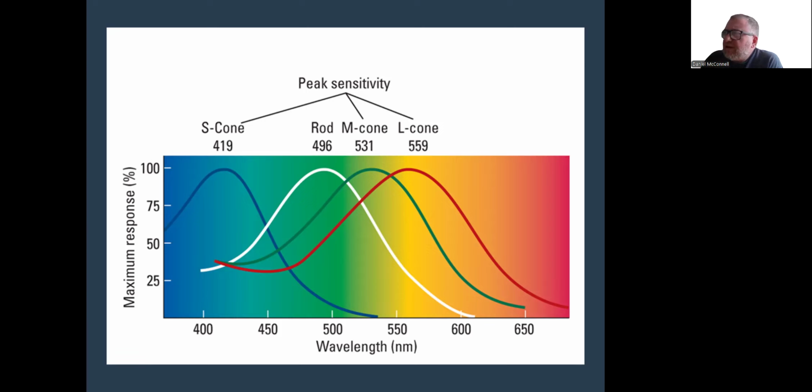Now, in contrast to that, let's look at the curve for the rods, which is also included in this graph. So the rod signal is processed separately by the brain than the cone signal is. And the rods all work exactly the same. We don't have different kinds of rods, just like we have with cones. And they have a peak response at 496 nanometers.